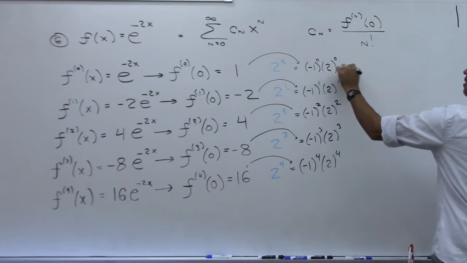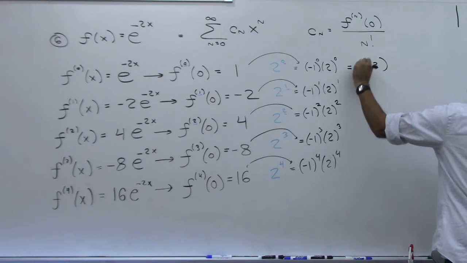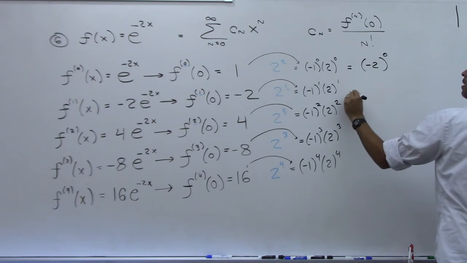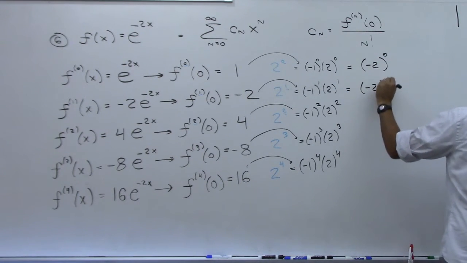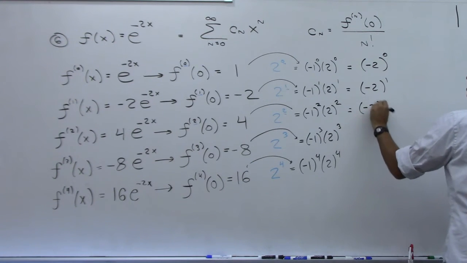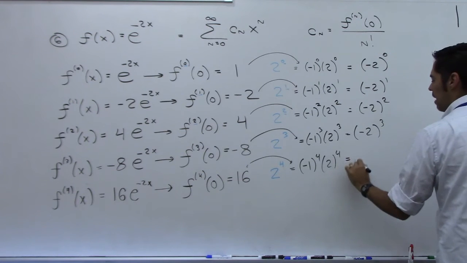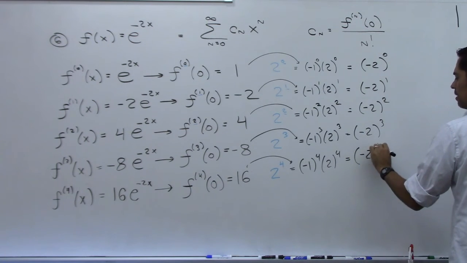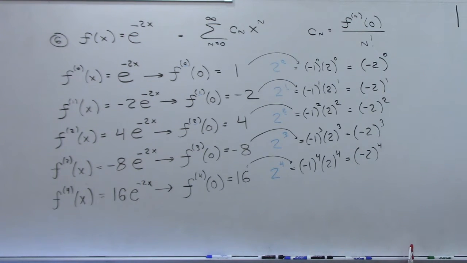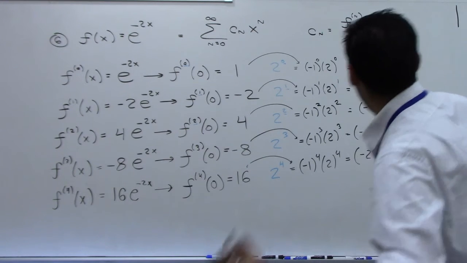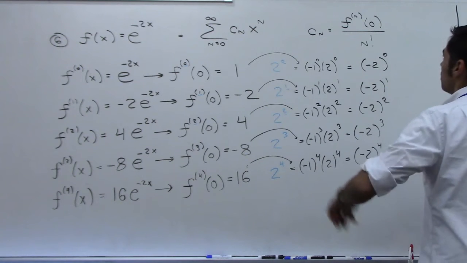So all of these are just what? Negative 2 to the 0. This one is negative 2 to the 1. This is negative 2 to the 2. Negative 2 to the 3. You may have seen that without me going through all that detail right there. So that's my pattern.